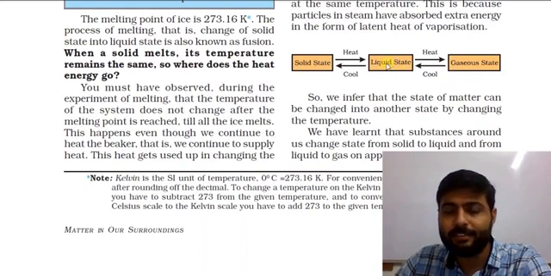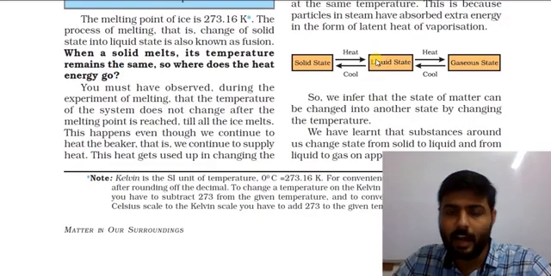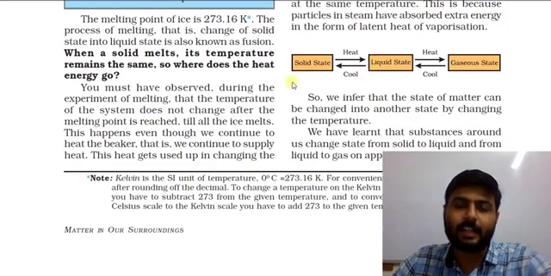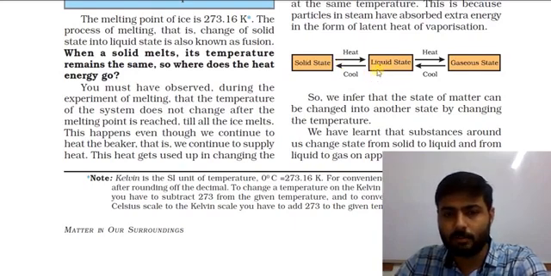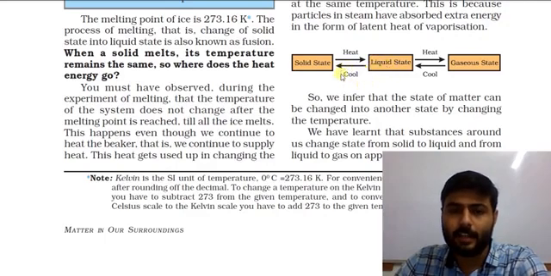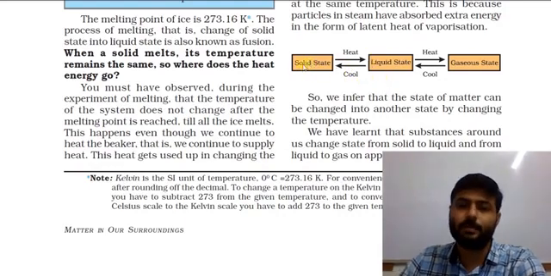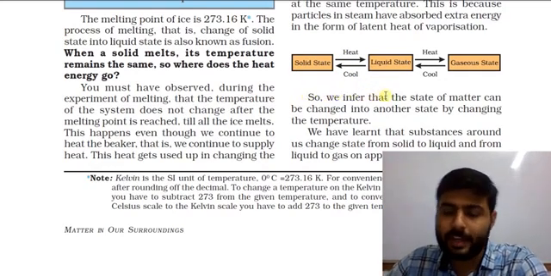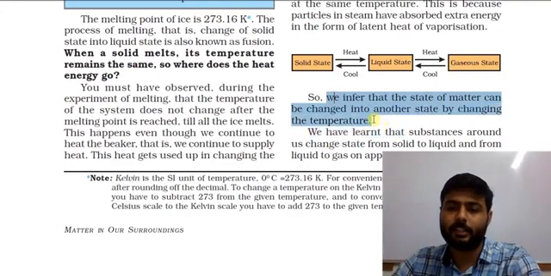What will happen in our refrigerators, fridge? We put water in an ice tray. After some time, what will happen? It converts to ice. So at that time, in refrigeration, the temperature of this liquid slowly goes down. So we have cooled this liquid and we will get solid. So we infer that the state of matter can be changed into another state by changing temperature.